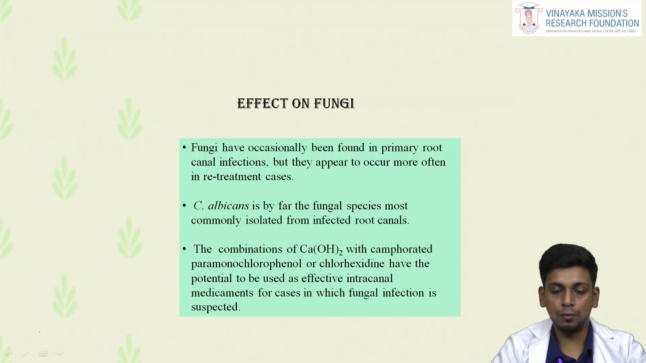Fungi have occasionally been found in primary root canal infection, but they appear to occur more often in retreatment cases. Candida albicans is by far the fungal species most commonly isolated from infected root canals. The combination of calcium hydroxide with camphorated parachlorophenol or chlorhexidine has the potential to be used as an effective intracanal medication for cases in which fungal infection is suspected.